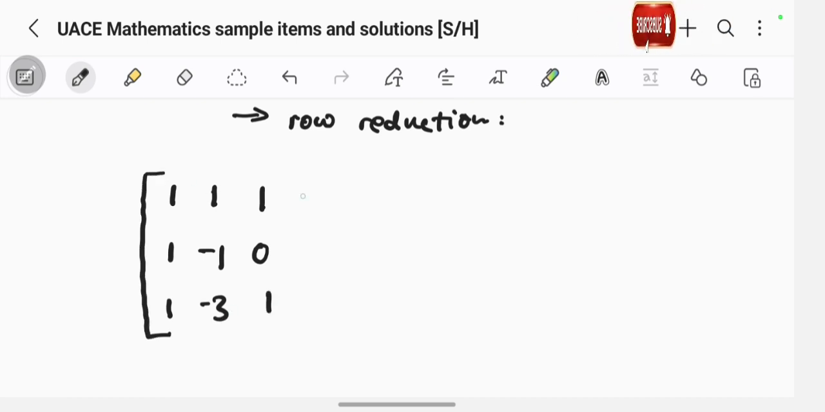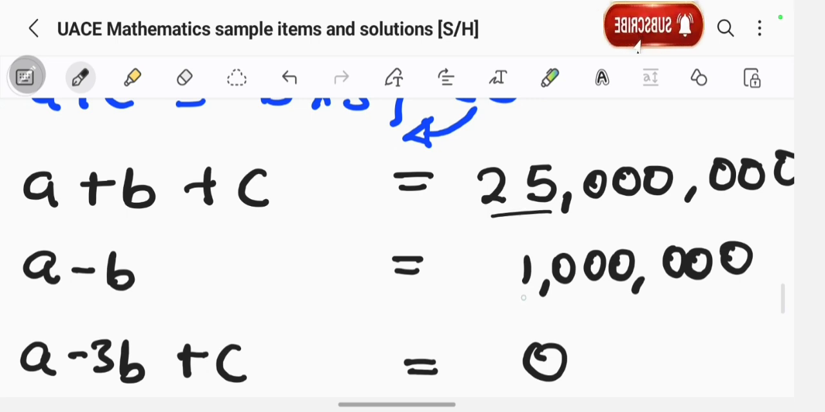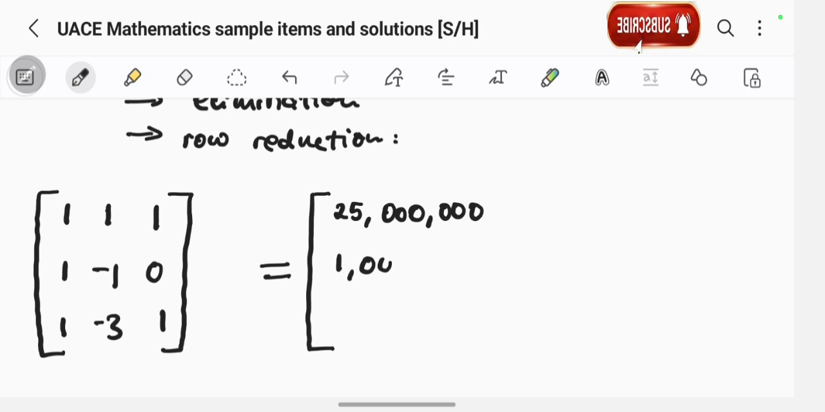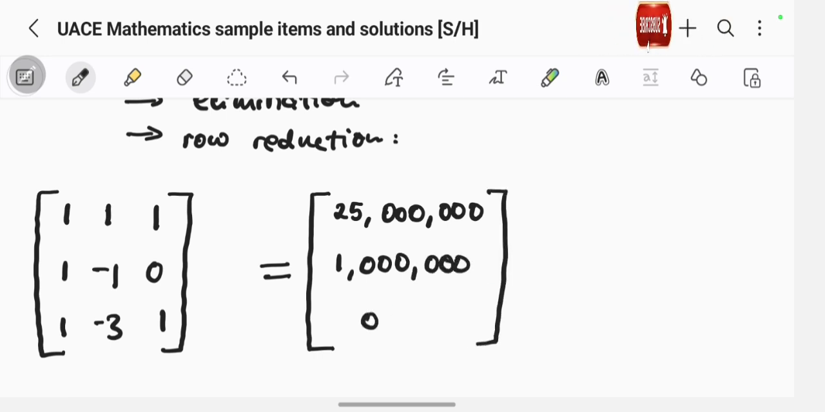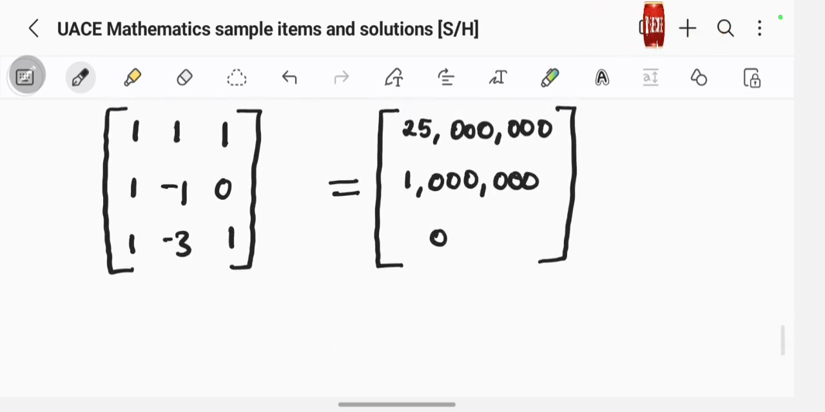And close this. Then this is equal to the answers we are having this way, or the money. 25M, 1M, 0. So we're going to write here 25, 1,000,000, and 0. After this, we are going to start reducing.